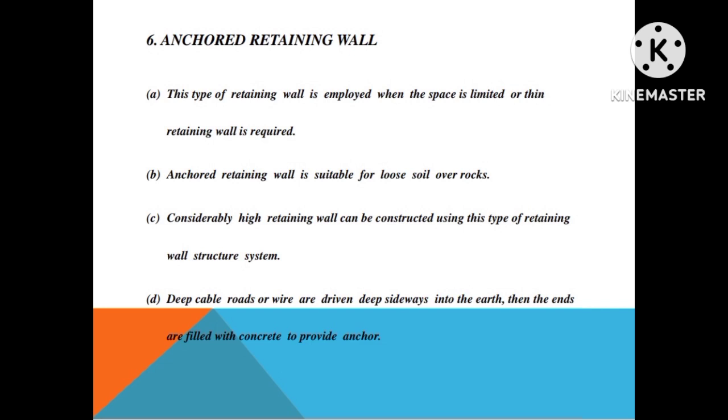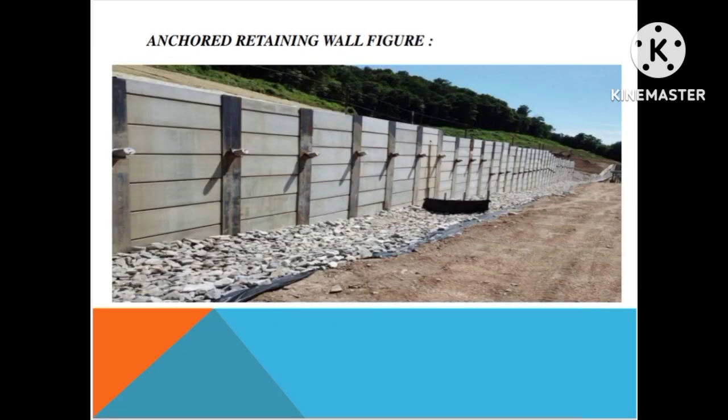Deep cable rods or wire are driven deep sideways into the earth. Then the sides are filled with concrete to provide anchor. The above figure shows the anchored retaining wall.